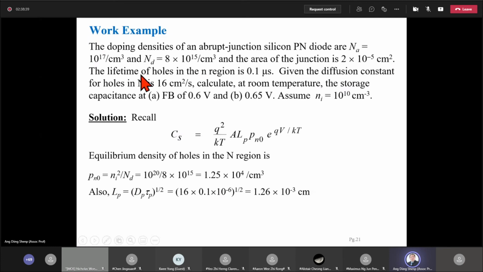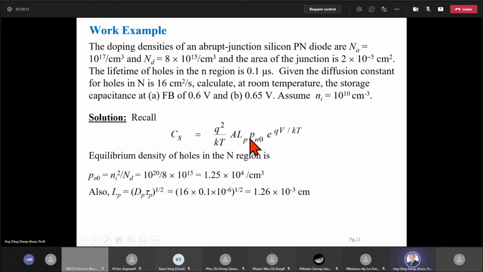The lifetime of the holes in the quasi-neutral N region is 0.1 microsecond. The diffusion constant, or the diffusivity, or the diffusion coefficient, is 16 cm squared per second. Calculate the storage capacitance for two different cases, 0.6 volt forward bias and 0.7 volt forward bias. You can recall the expression for CS.